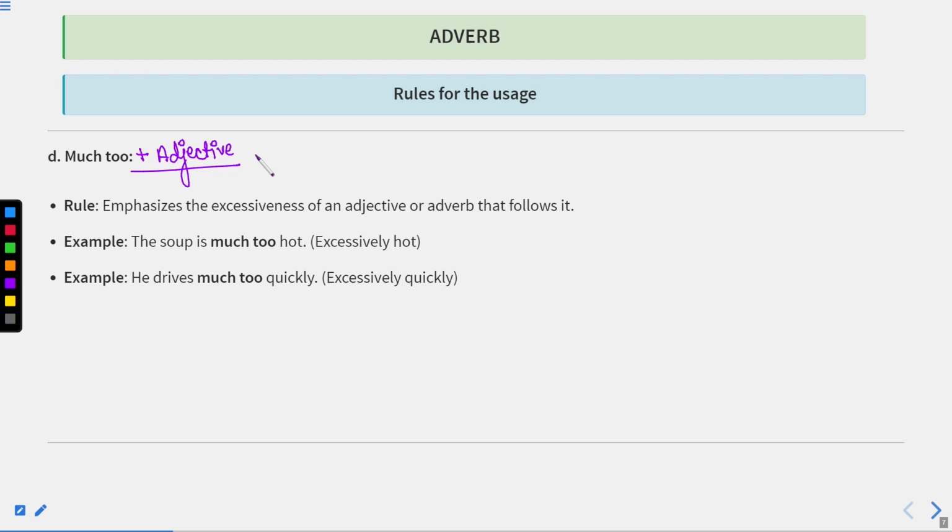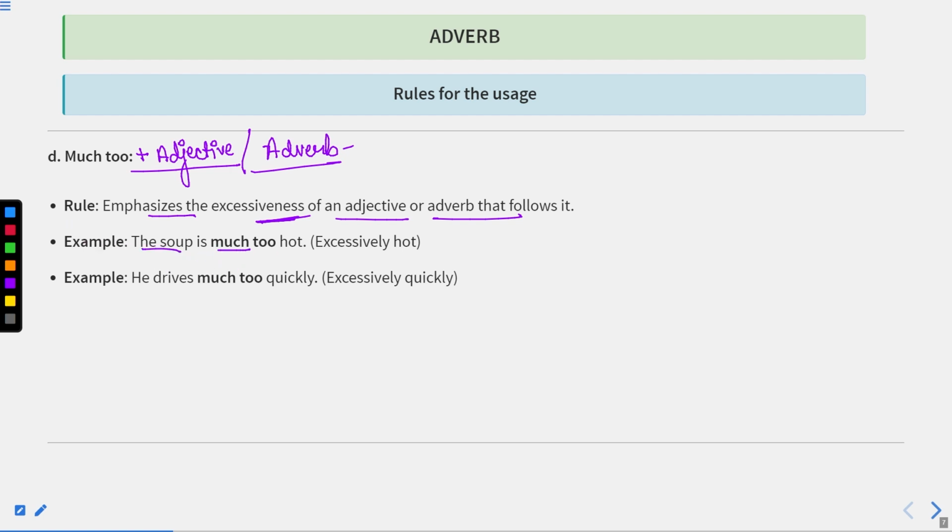It means whenever we have an adjective, we need to place "much too" before it, but when we have a noun, we need to place "too much" before it. This rule emphasizes the excessiveness of an adjective or adverb that follows it. We can also have an adverb after this, either adjective or adverb. So these two words can follow the phrase "much too," whereas the phrase "too much" can only be followed by a noun. It cannot be followed by adjectives or adverbs.